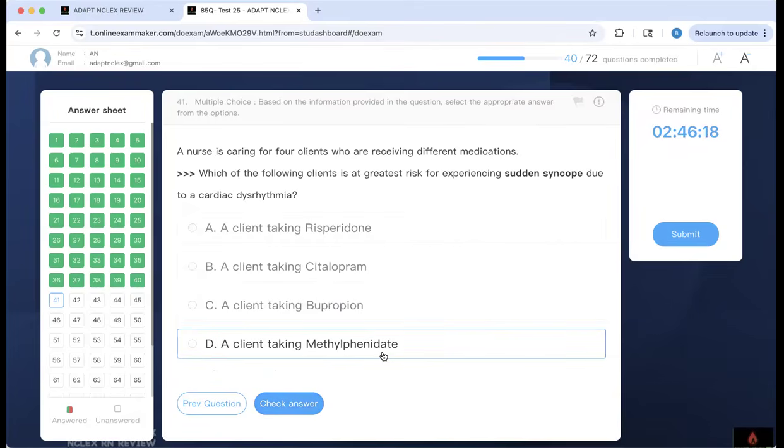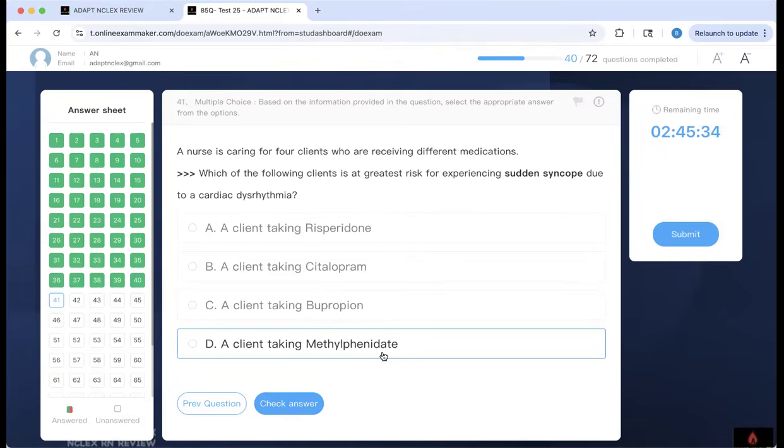A nurse is caring for 4 clients who are receiving different medications. Which of the following clients is at greatest risk of experiencing sudden syncope due to cardiac dysrhythmia? Let me read it again. Pay attention to it. There's a bunch of words. Read it from the back. Which client is at greatest risk for syncope due to cardiac dysrhythmia? The clients are on risperidone, citalopram, bupropion, methylphenidate. This is psych pharmacology, critical thinking. Which one do you think?